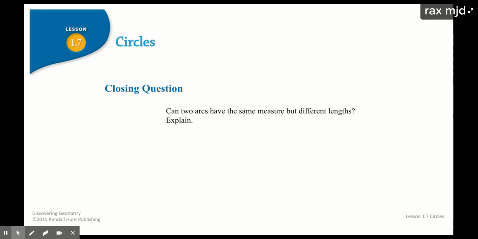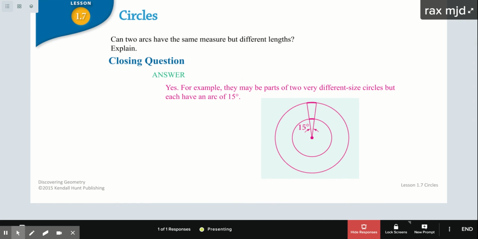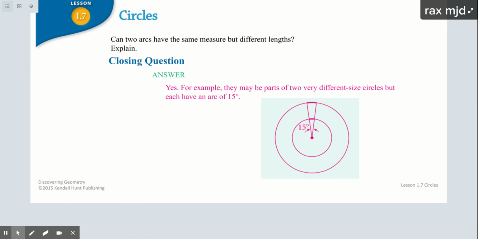So if we think about that, is it possible for 2 arcs to have the same measure but different lengths? Okay. And here we can see that that is true. So both of these arcs, this one and this one, measure 15 degrees. But the yellow one is going to be shorter than the blue one. So these two have different lengths, but the same measure. And that is the end of 1.7. So, 1.7, all about circles.